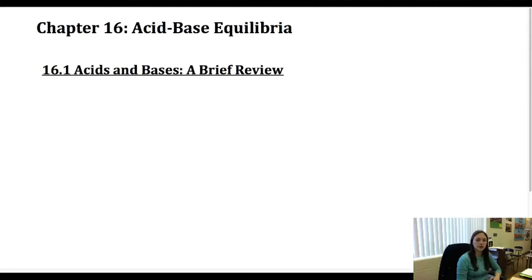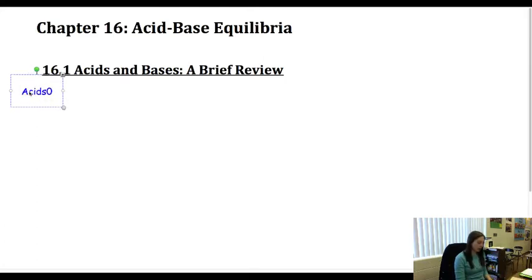All right, here in chapter 16, we're going to look at acid-base equilibrium. So now we're going to take this idea of equilibrium and apply it to acid-base reactions. So the first thing we're going to do is remember exactly what an acid is and what a base is. And this might be from quite a while ago, so let's see what we can remember.